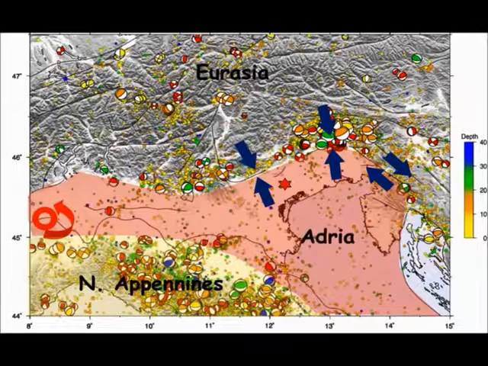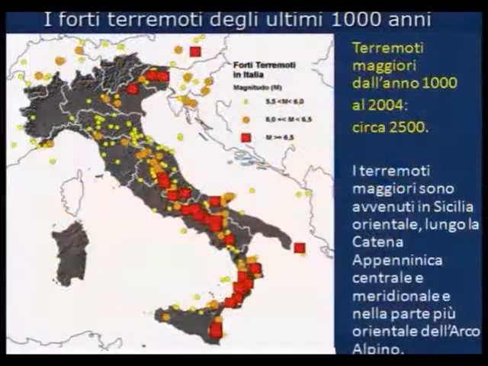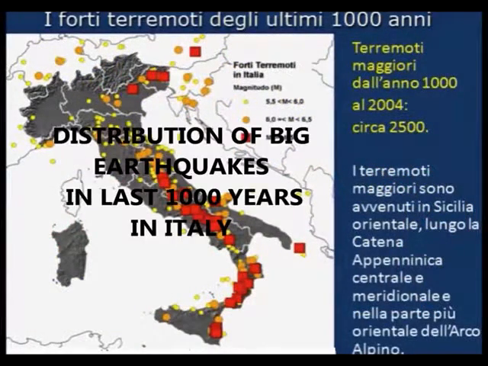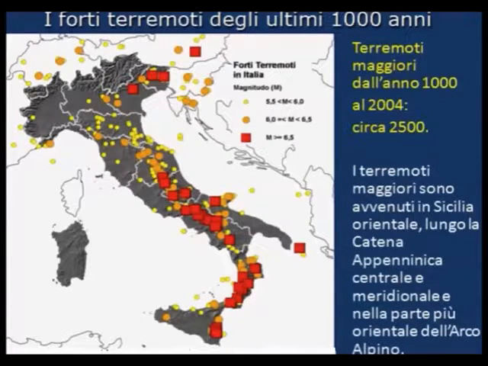Nowadays, it is still not possible to predict when an earthquake will take place, but we can definitely say in the future there will be a lot of intense ones. As for Italy, if we take a look at the distribution of earthquakes in the last 1000 years, we can see that they are mainly concentrated in central South Italy and in the northeast of it.